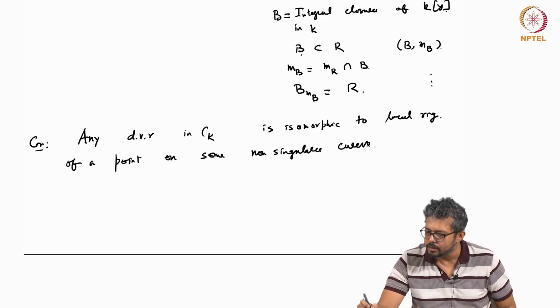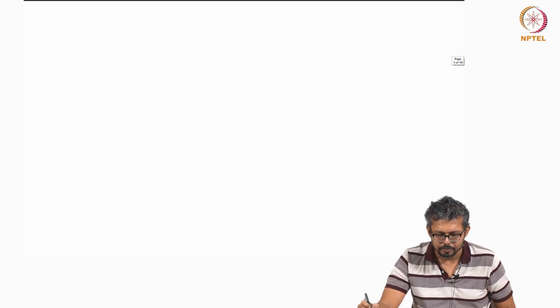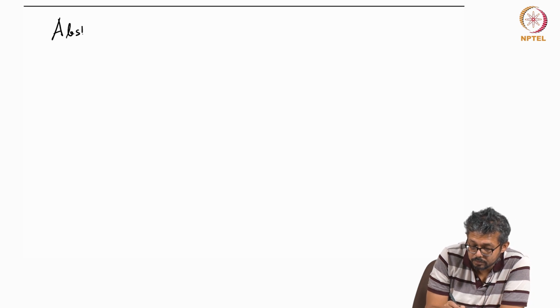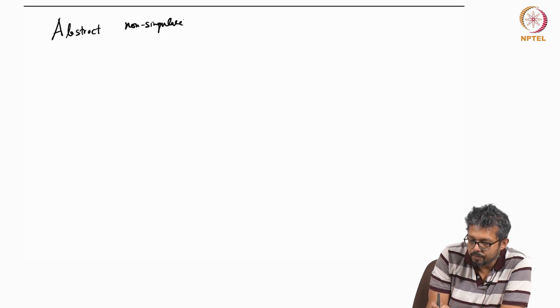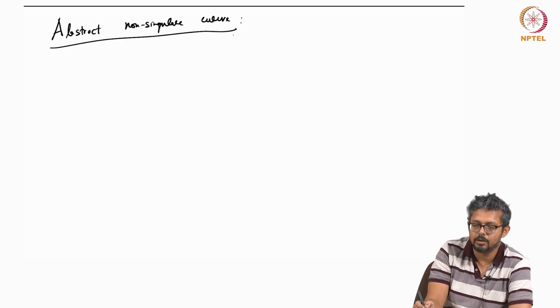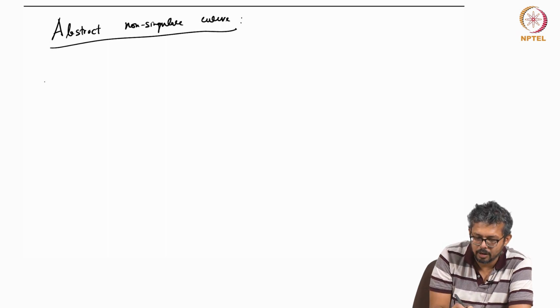So with this, you now define what is called an abstract non-singular curve. First of all, any non-singular curve is an abstract non-singular curve, but not all abstract non-singular curves actually come from the usual non-singular curve. So it's kind of an enlargement of the category of non-singular curves.